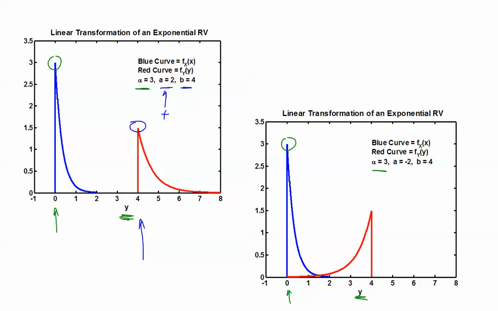On the lower right hand side, still we're dividing by 2, but A is negative. My offset for my linear transformation is still 4. In this case, because of the reversal of that step function, my transformed random variable ends at 4, and the peak is 3 divided by 2, or 1.5. Okay?